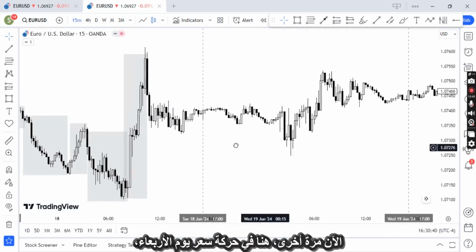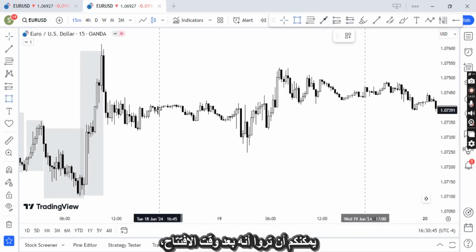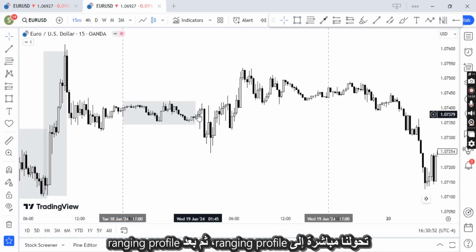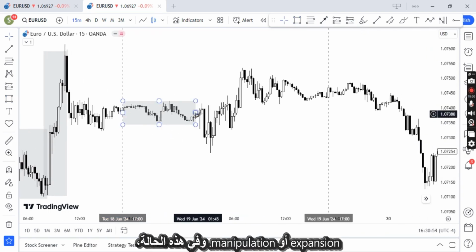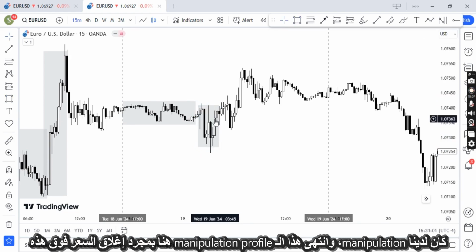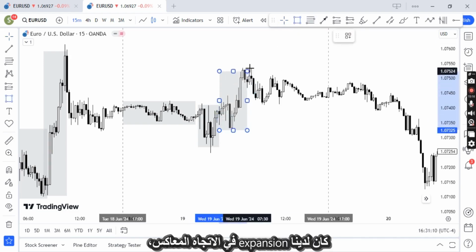Now again, right here on Wednesday price action, you can see that after the opening time we straight away turned into a ranging profile, and then after ranging profile we can only have two possible outcomes: an expansion or a manipulation. And in this case we had a manipulation, and this manipulation profile ended right here once price closed above this candle right here, and formed a CSD. And then after that we had an expansion in the opposite direction, right?